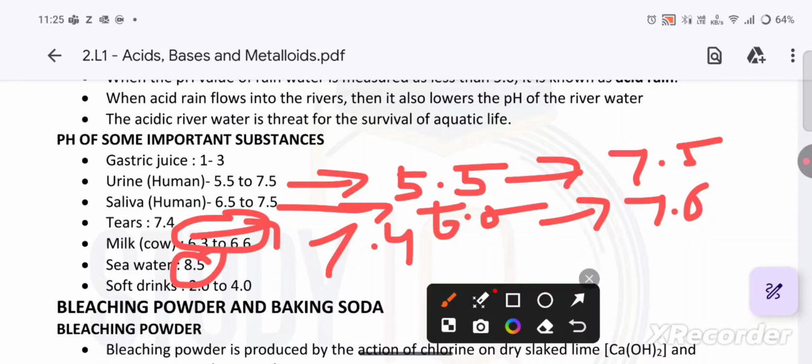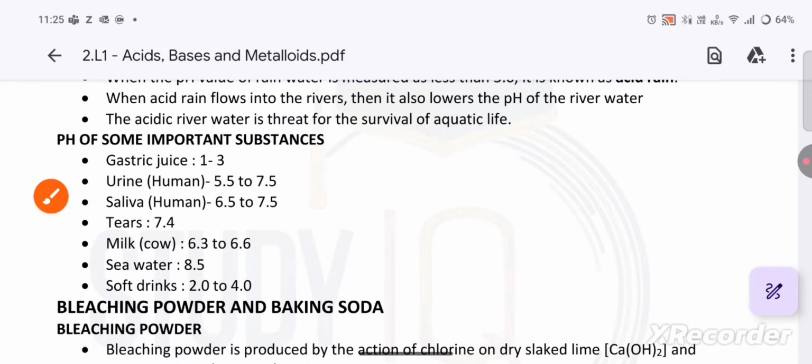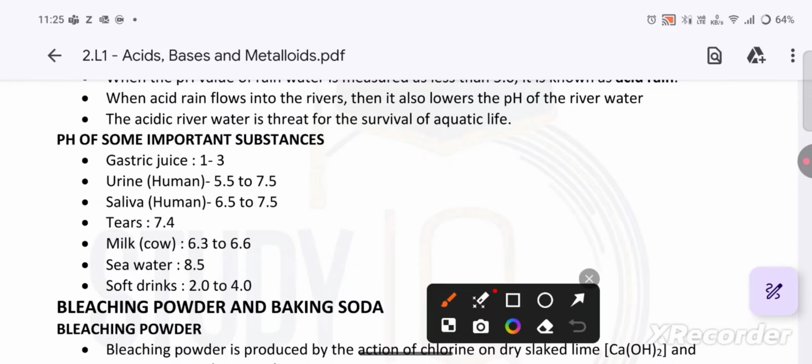Seawater, 8.5. Soft drinks, 2 to 4. Okay. Can we do one trick to memorize it? Gastric juice, gas. We can count 1 to 3: 1, 2, 3, and open the gas. Open the gas bottle. Okay. Open the gas.